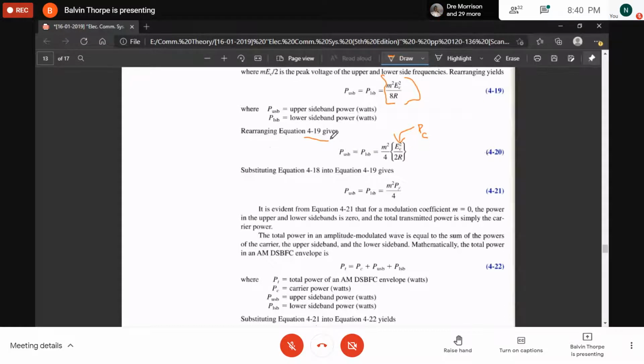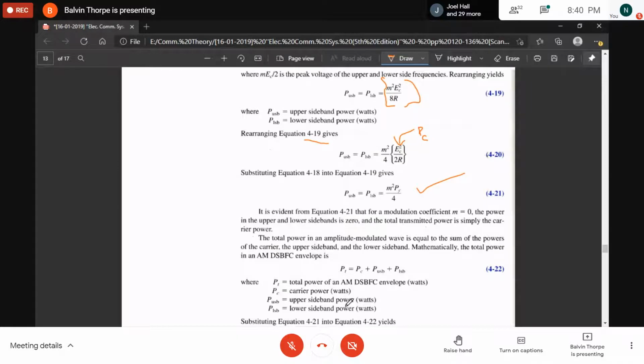Equation 4.21. So instead of writing EC squared over 2R, we can say that this is actually PC. So the power in the sidebands equals m squared over 4 times PC. So everybody up to now should have this locked.